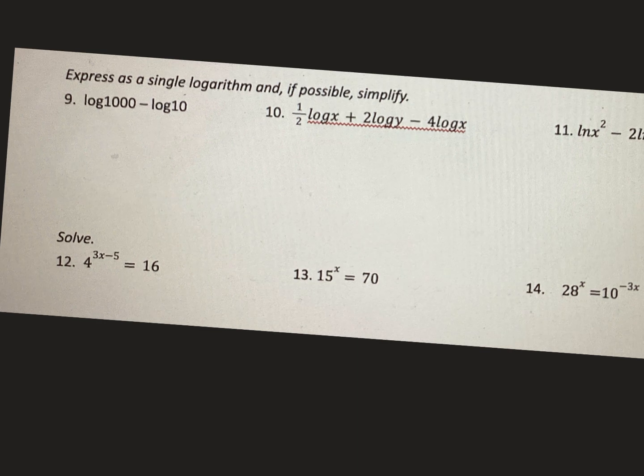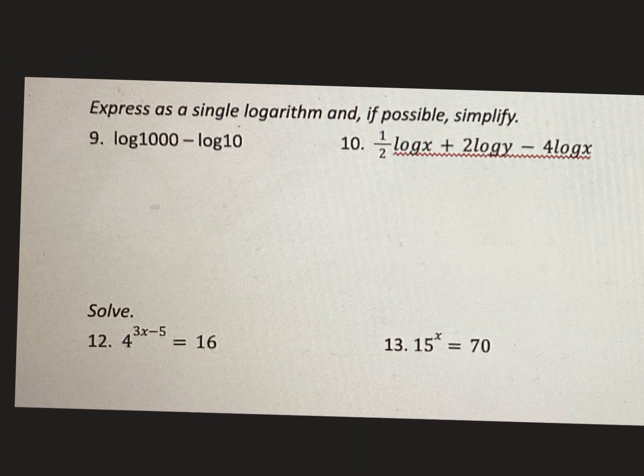Number 9, now we're going backwards. Now expressed as a single logarithm. All right, so I'm going to take number 9. I see subtraction, so I'm going to divide. I'm going to do log of 1,000 divided by 10, which, by the way, is 100. So basically, remember, it's base 10. 10 to what power is 100? 2. Could actually work that one all the way out.